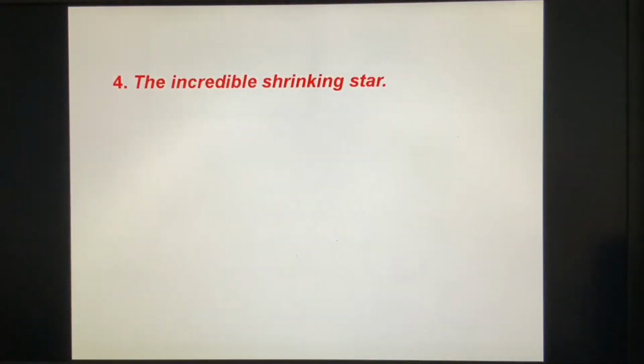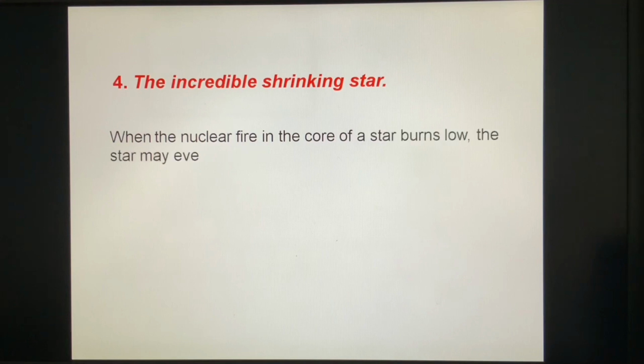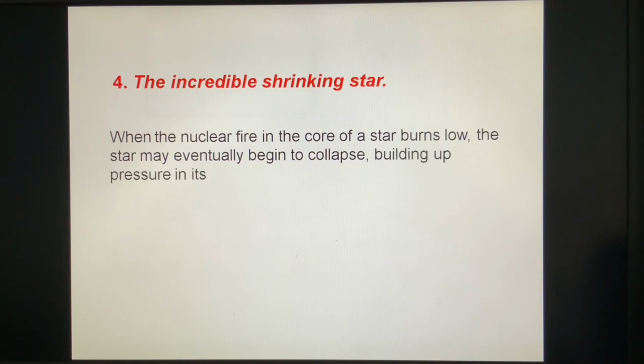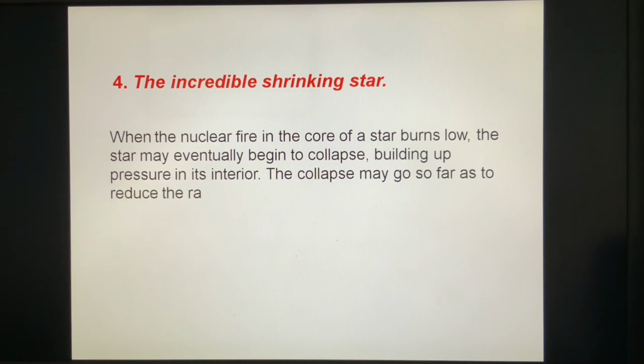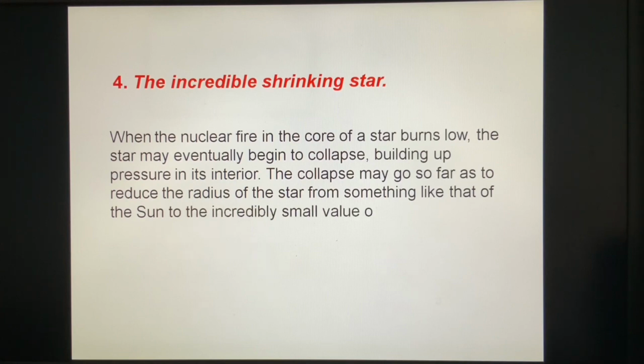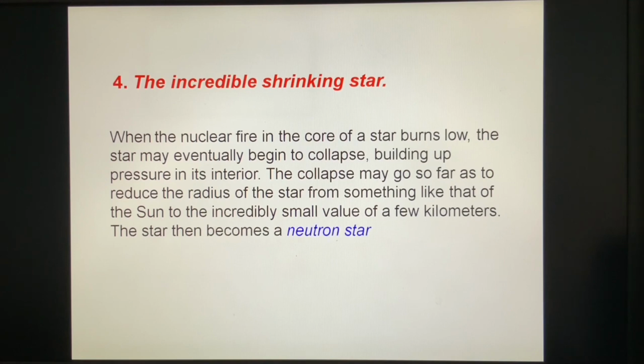Four, the incredible springing star. When the nuclear fire in the core of a star burns low, the star may eventually begin to collapse, building up pressure in its interior. This collapse may go so far as to reduce the radius of the star from something like that of the Sun to the incredibly small value of a few kilometers. The star then becomes a neutron star.